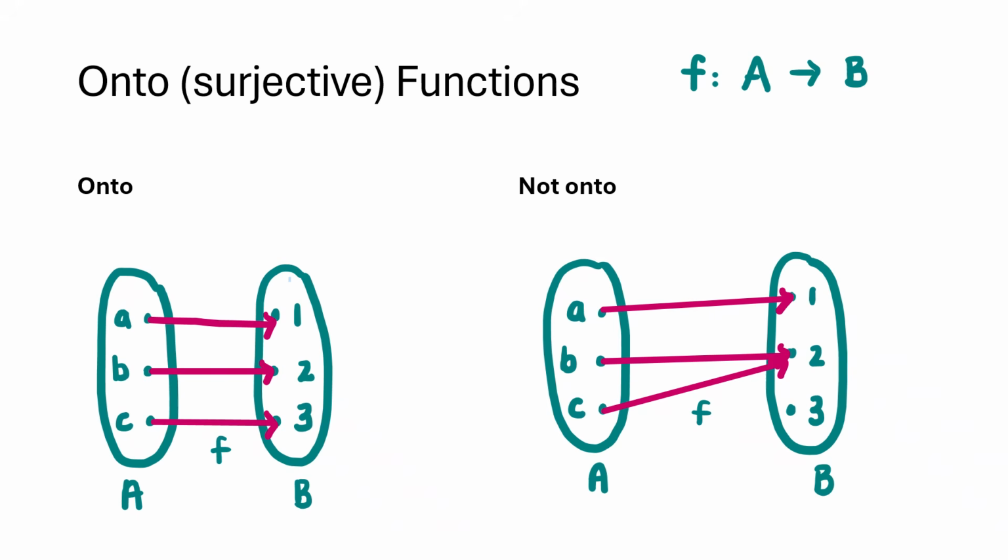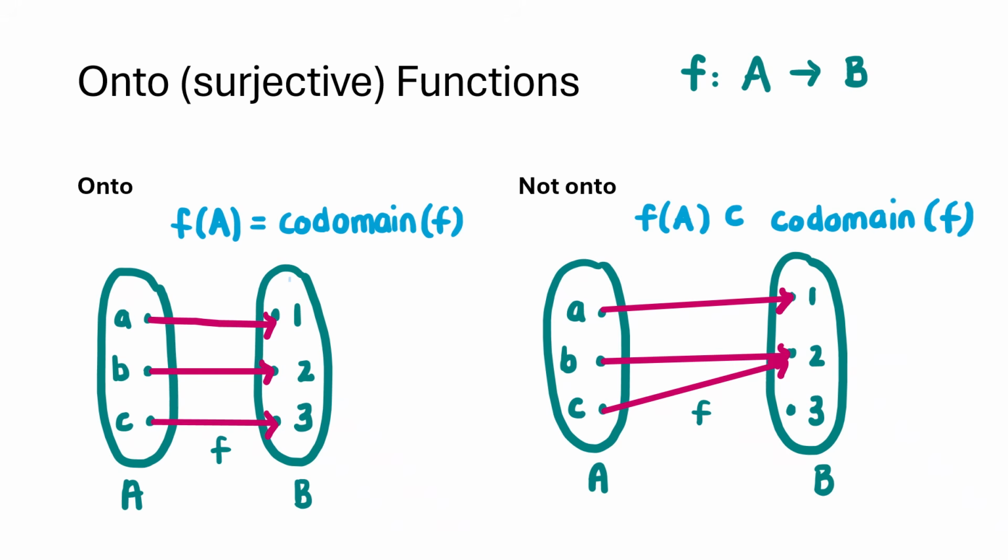Well, if it is onto, it means the image of the domain, f of A, will be equal to the entire codomain. Basically what it means is the range will be equal to the codomain. If a function is not onto, the range of the function is a proper subset of the codomain. So here the range for the figure on the left is the entire set B. That's what it means to be onto.